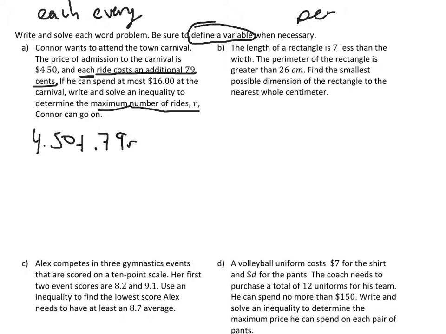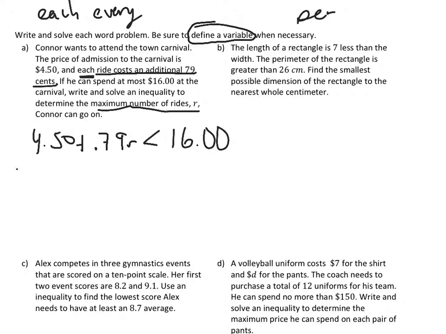But maybe he gets sick and only goes on one ride. He doesn't need to spend at most 16. So this whole pricing, what he spends, $4.50 to get in plus 79 cents per ride, has to be less than $16. If it's not less than $16, he won't have enough money to get on the rides. So there's our two-step inequality. What's happening to the variable? It's being multiplied by 0.79, and $4.50 is being added to it.